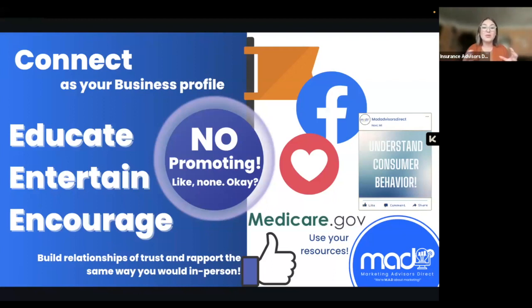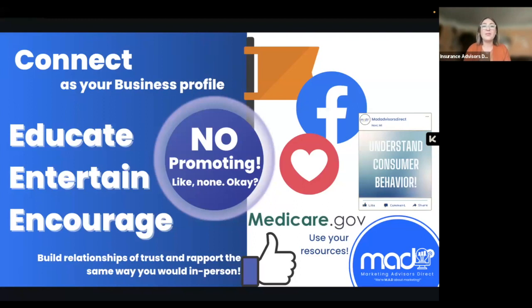You are there to build relationships of trust and rapport the same way that you would do it in person. You are there to understand the consumer behavior, and you can use the ways that people shop and the way that people seek information by just giving them the information that they're looking for.